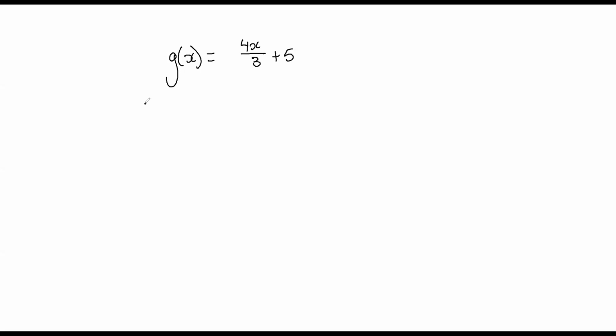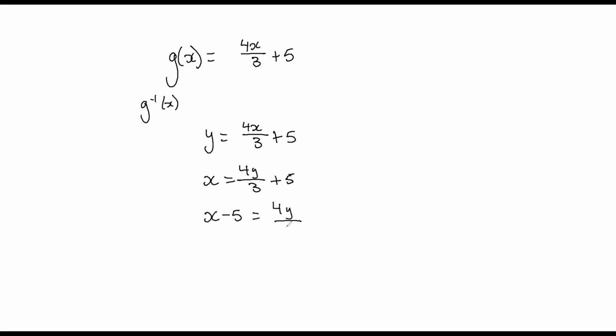So you want to find g inverse. So it will be y equals 4x over 3 plus 5. Then I do the change, so it will be x equals 4y over 3 plus 5. Then you make y the subject. So what are we moving first? Plus 5. So what will it become? x minus 5 equals 4y over 3.